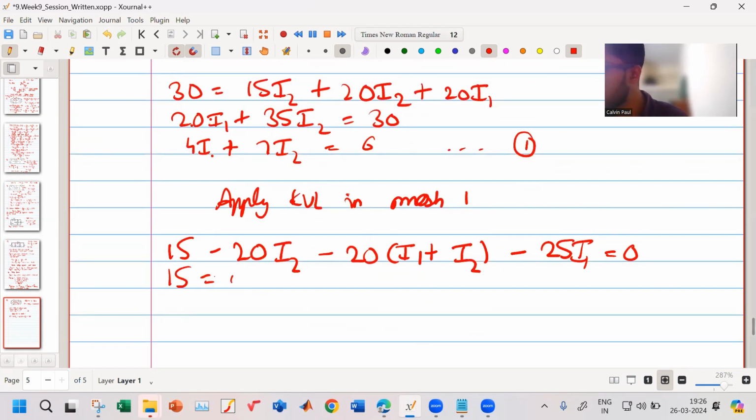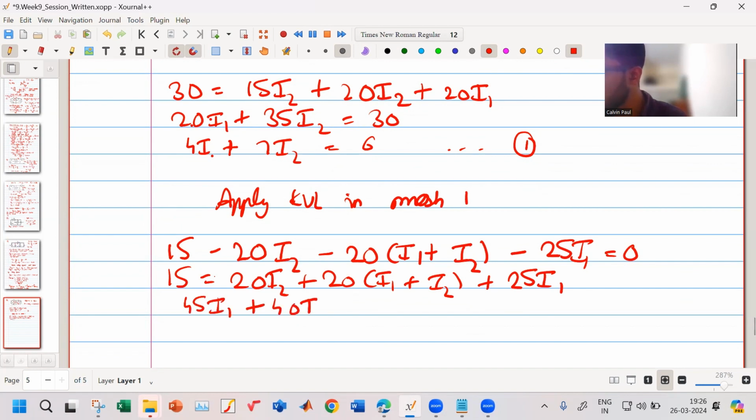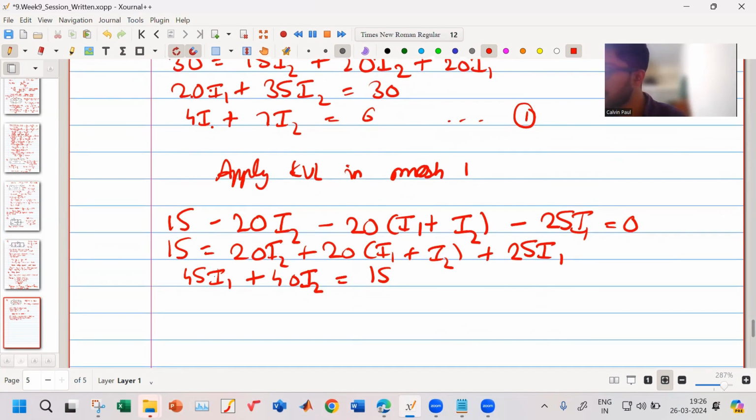15 is equal to 20 I2 plus 20 into (I1 plus I2) plus 25 into I1. So we get 45 I1 plus 40 I2 is equal to 15. So now you divide this also by 5. So you get 9 I1 plus 8 I2 is equal to 3. Okay.